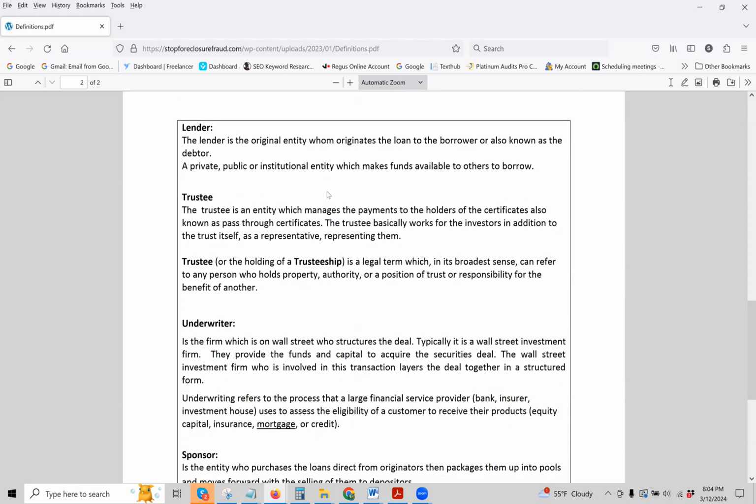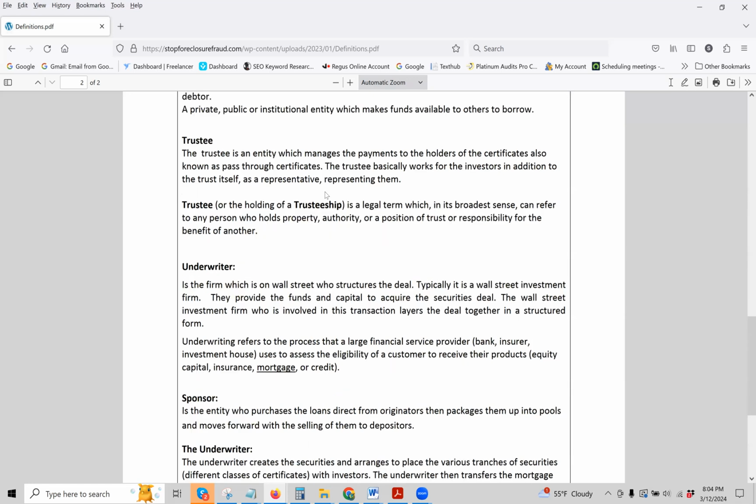Obviously the lender is the lender that is funding the loan or providing the loan. And then here you have the trustee, an entity which manages the payments to the holders of the certificates, the pass-through certificates, we call them. Sometimes you'll see the name of a trust, a securitization trust. You'll see the name of the trust that actually has pass-through certificates or something relating to that in the name.